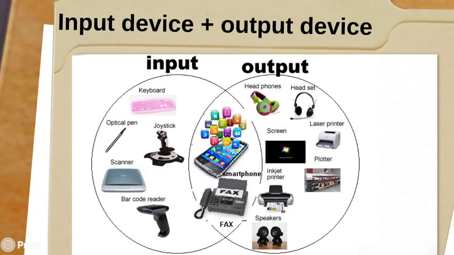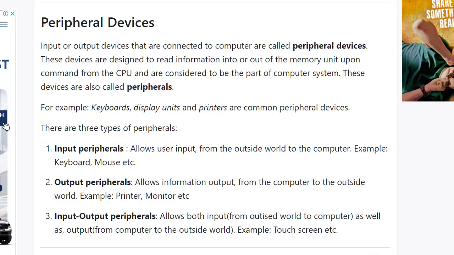These are the three types of peripherals. Input peripherals, which allow the user to input; output peripherals, which allow information to be outputted; and also input-output peripherals, which allow both input from the outside world to the computer as well as output from the computer to the outside world. Example, touchscreen, as you can see here on the smartphone.